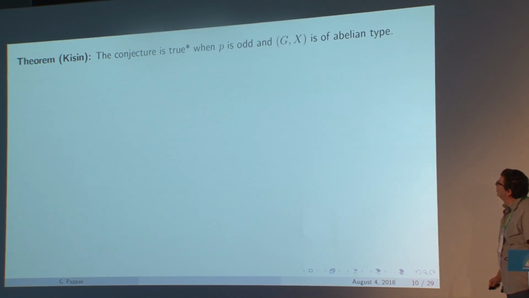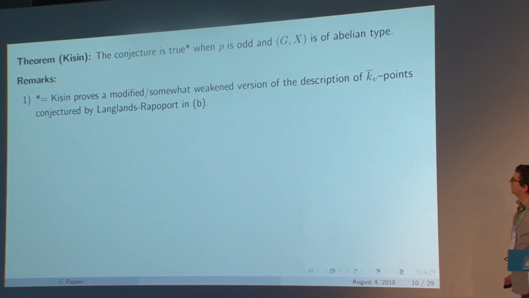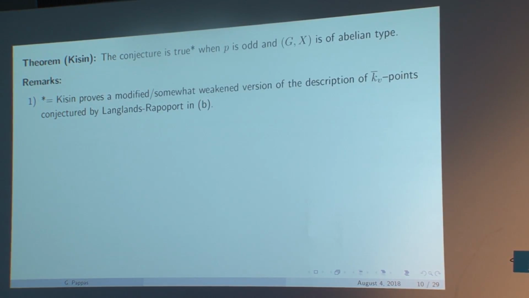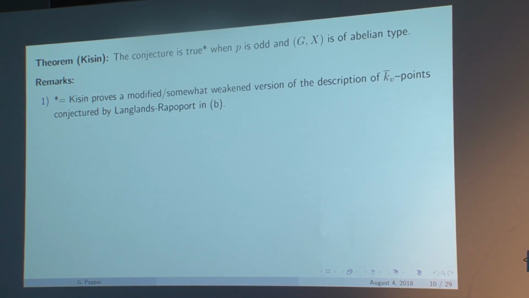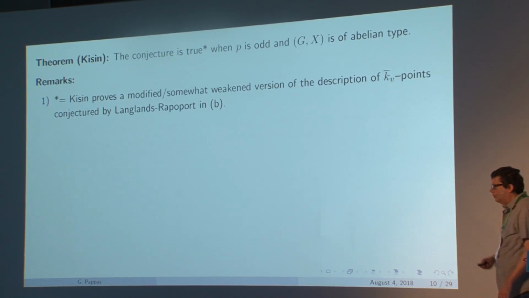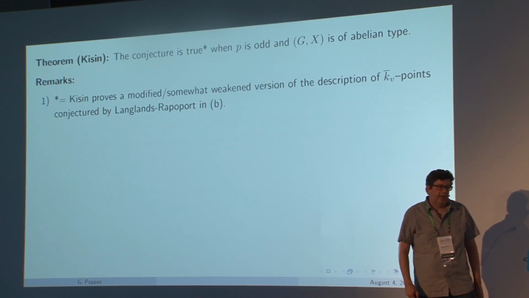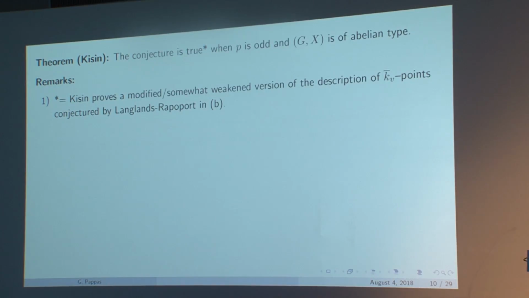Okay, so one important result in the last 10 years is this theorem of Kisin that basically says that this conjecture is true when p is odd and G of X is of abelian type. Now notice there is an asterisk on true, and this is an explanation. So Kisin first modified the original conjecture of Langlands-Rapoport, and then doesn't exactly prove it on the nose. It proves a statement that resembles what I wrote before, but without specifying the isomorphisms very well. What he proves is good enough for applying the Langlands-Kottwitz method to get a zeta function anyway, if you want. There's a lot more work, but it's good enough.